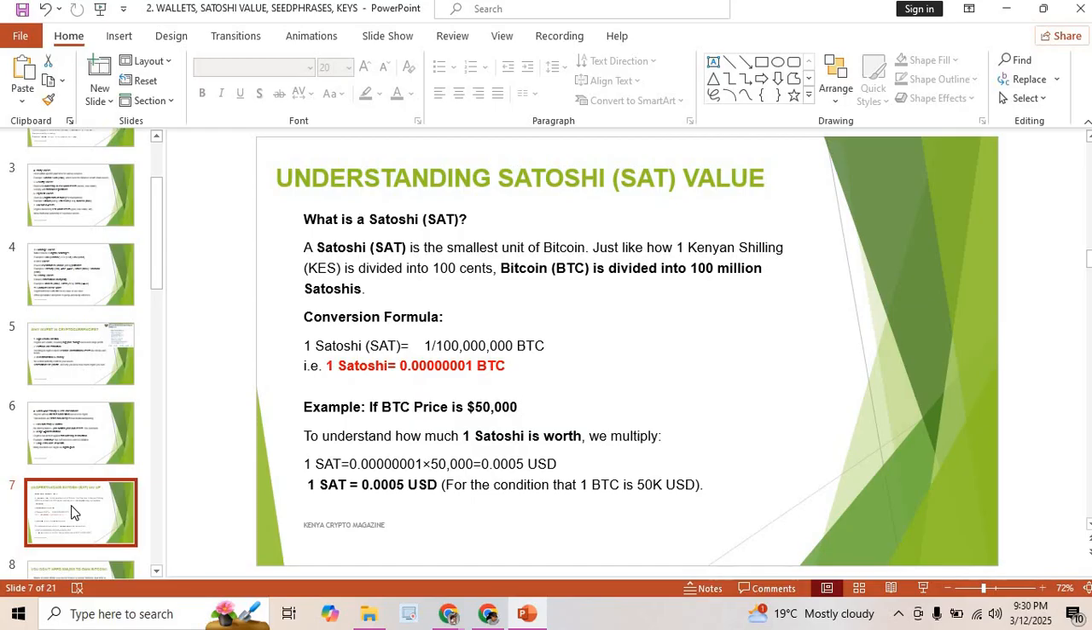Let's move. Any question before we move to Satoshi, understanding the Satoshi value? Anyone with a question? If everything is clear, thumbs up so I can get Anini to continue.